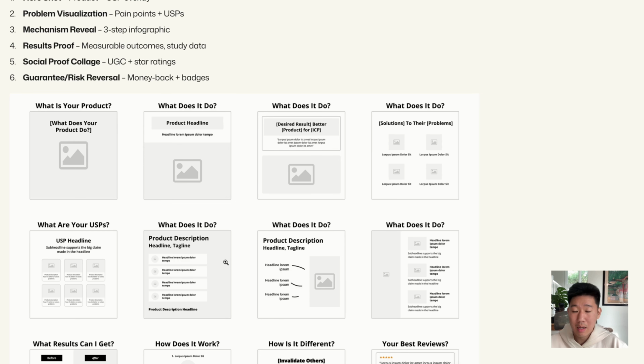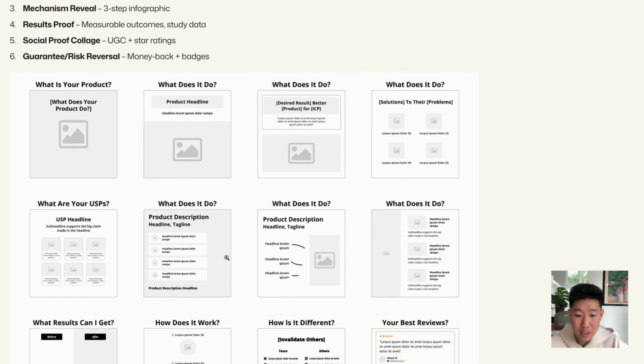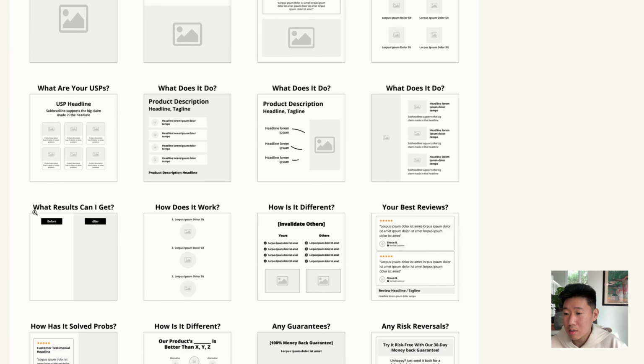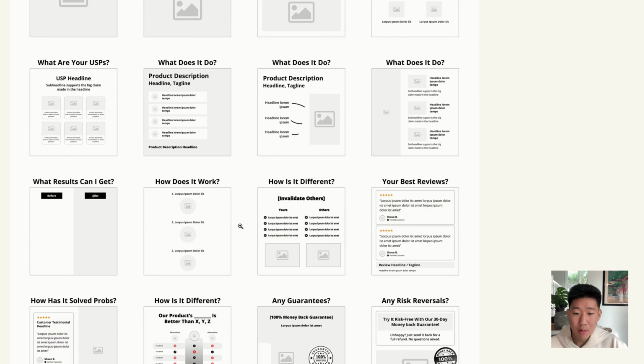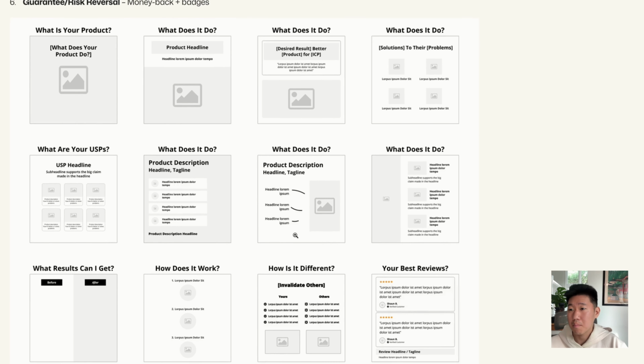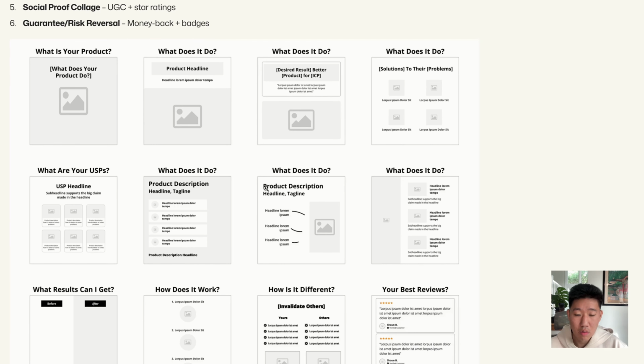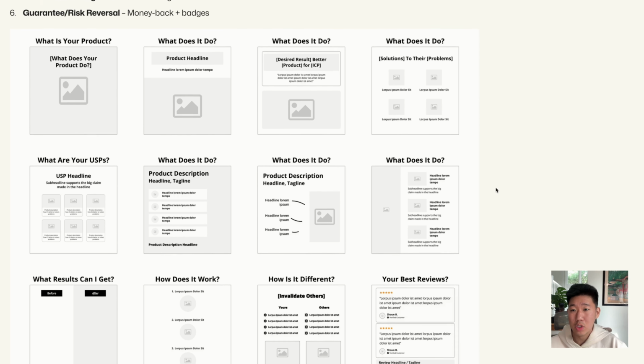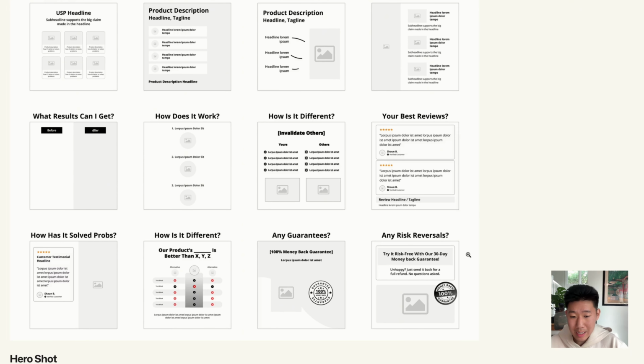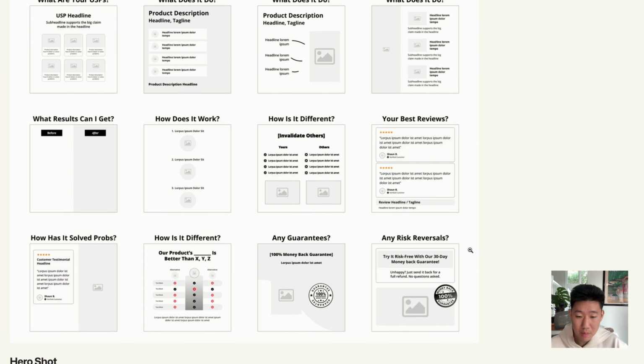This case could be any measurable outcomes, data, credibility, UGC, testimonials, stuff like that. So it could be a before and after. It could be reviews, how it's different from other ones, and stuff like that. And number 6 is guarantees or risk reversal, just lowering the friction to getting people to try your product out. A lot of times your shoppers, your customers are first-time customers. They don't know you and they're trusting you to spend money with you. So you want to leverage money back guarantees, badges, anything to elevate the trust while reducing the buying friction.